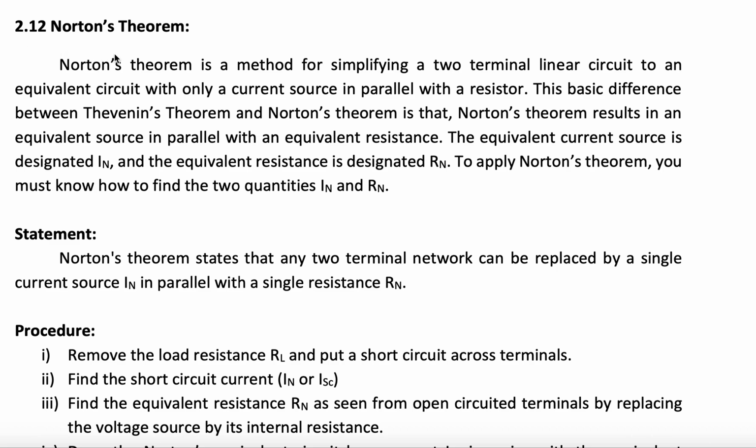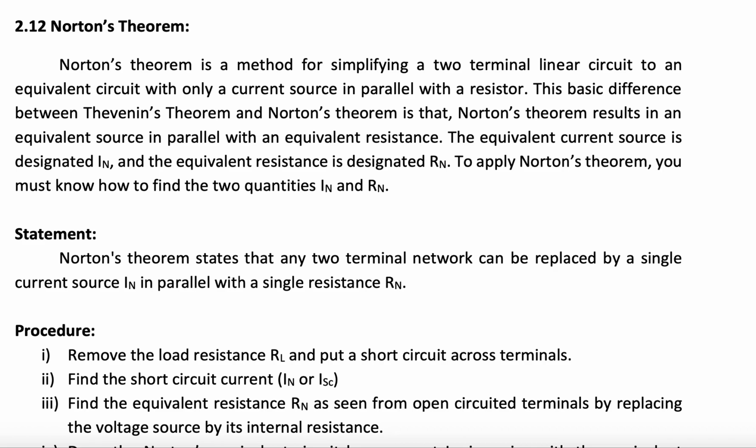Norton's theorem is a method for simplifying a two-terminal linear circuit to an equivalent circuit with only a current source in parallel with a resistor. In the case of Thevenin's theorem, it is a voltage source in series with a resistance, but here it is a current source in parallel with a resistor. So this is a dual of Thevenin's theorem. This is the basic difference between them.